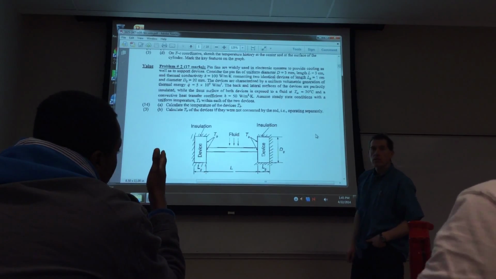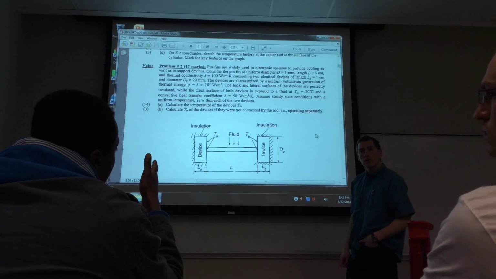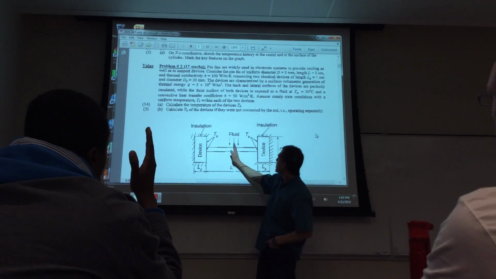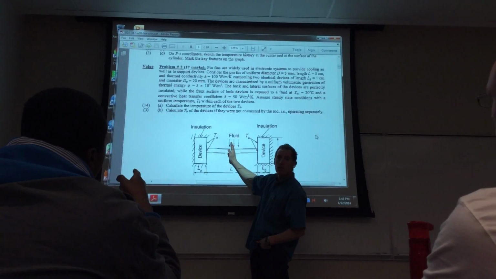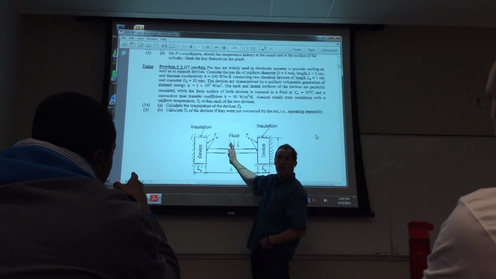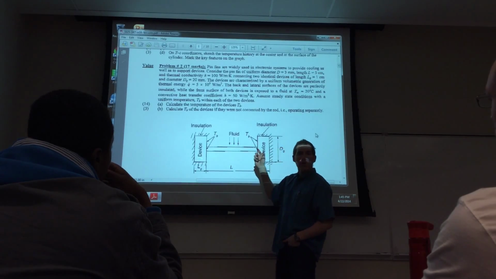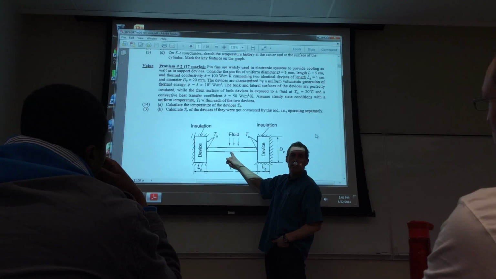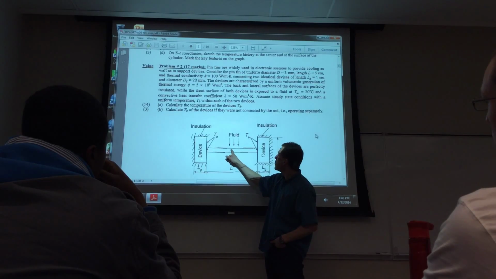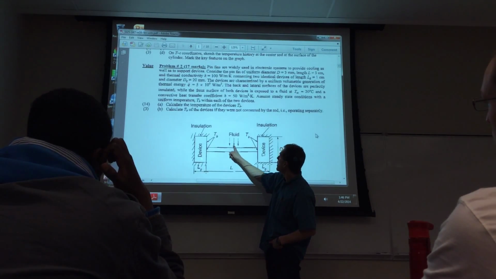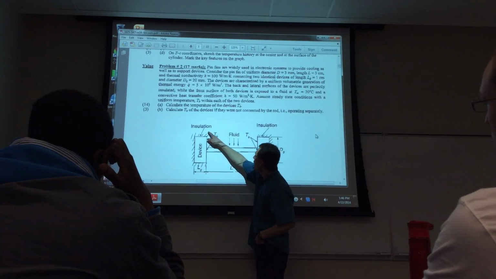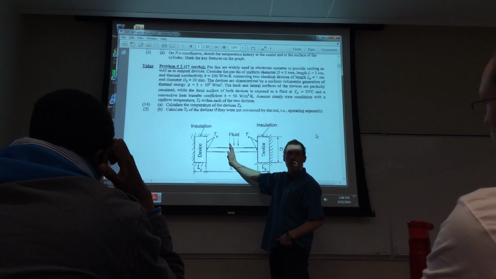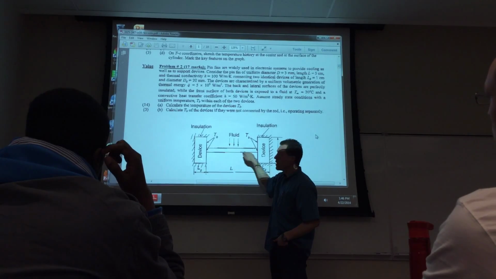And then when you slice it at L over 2, like you said, you're using symmetry. So what would be the boundary condition right there? Well, symmetry is zero gradient. Zero gradient means zero heat transfer. So if this is x, dT/dx is 0. So the temperature profile is going to go like that, with the minimum in the center, where the gradient is 0.